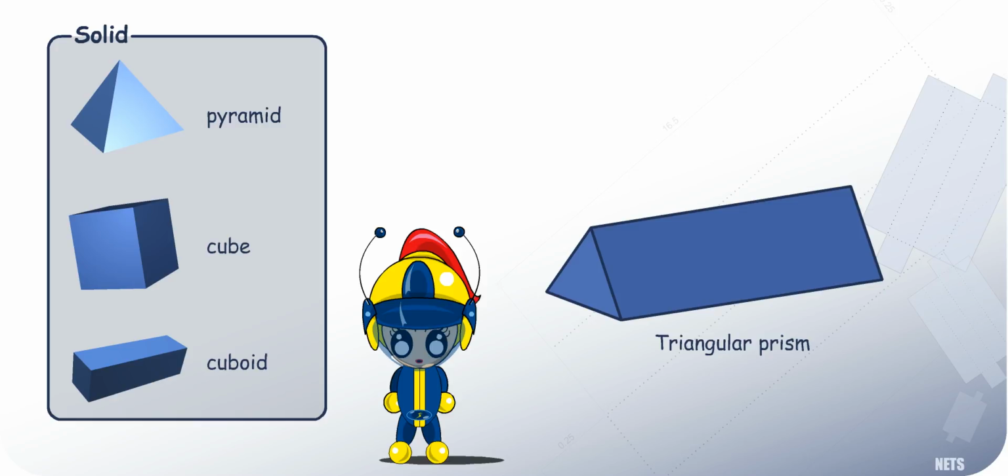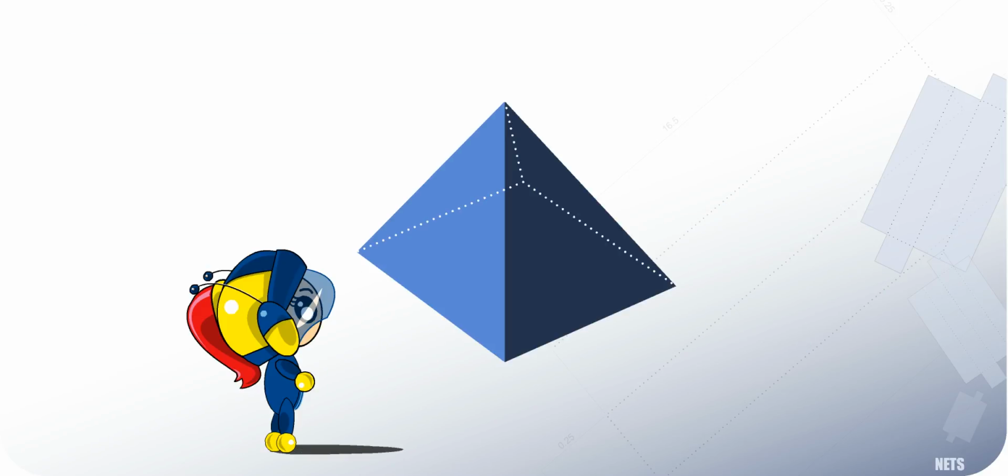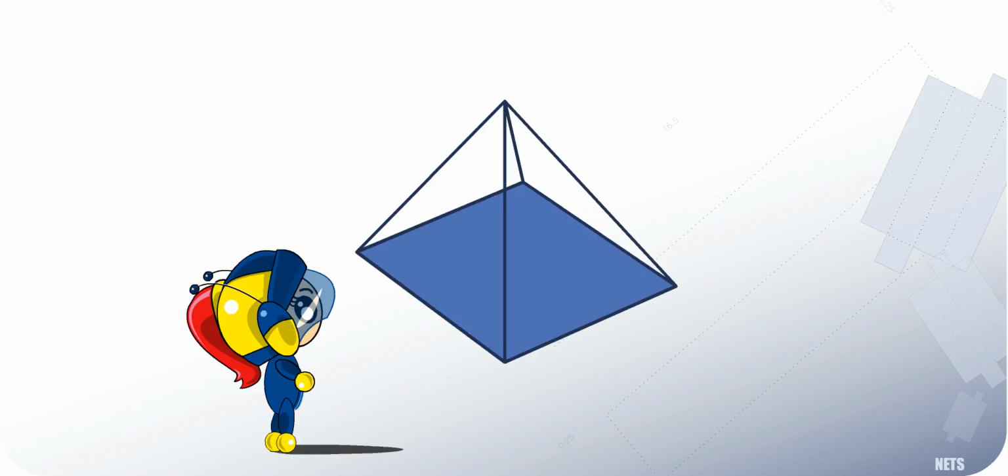Now you're ready to learn about their nets. A net? Like the one we use to catch fish? Of course not. Well, take a look at this pyramid. It has a square base and 4 triangular sides.